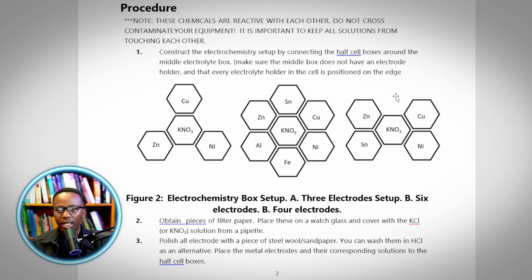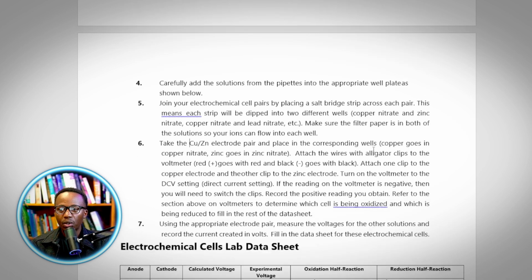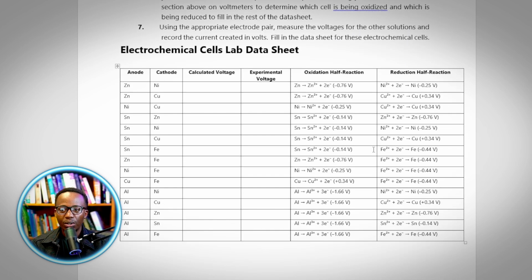That way you can make different combinations, and then after different combinations, you're going to be putting your data in here. So you can have like zinc and copper, nickel and copper, tin and zinc, tin and nickel, tin and copper. So for the four that I gave you, you can actually have six combinations, right? If you add two more and then you have six, you can have a lot more combinations, right?